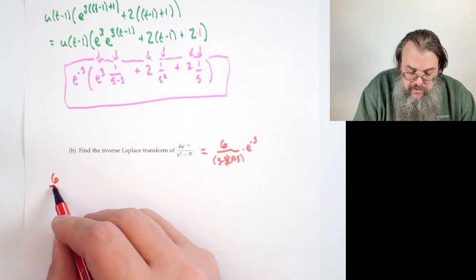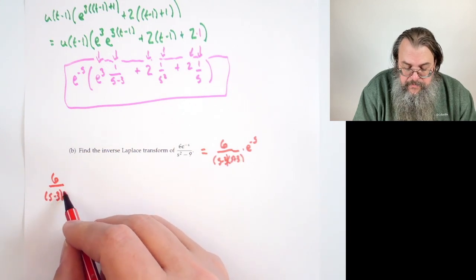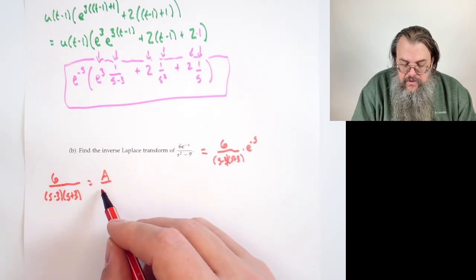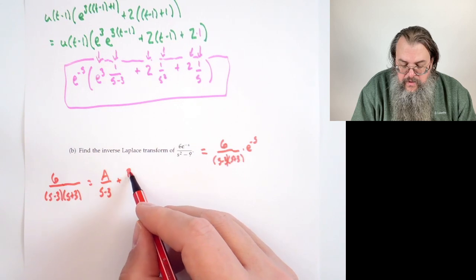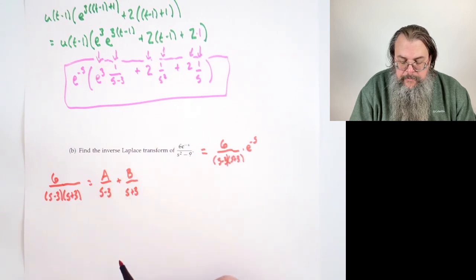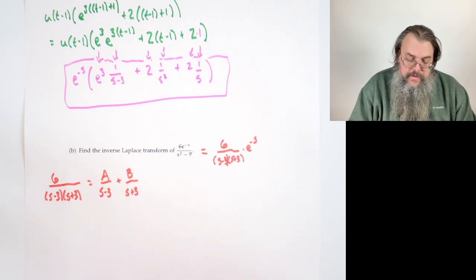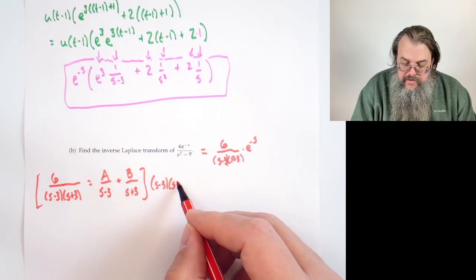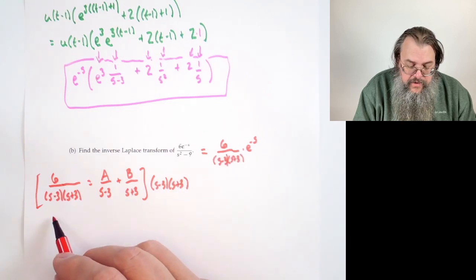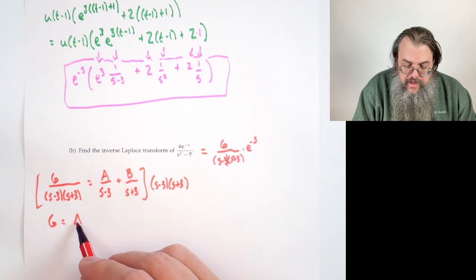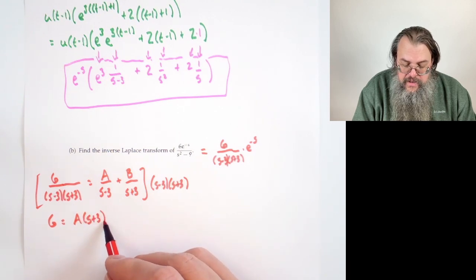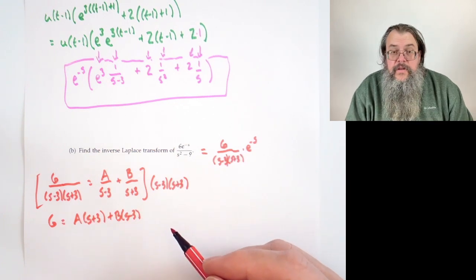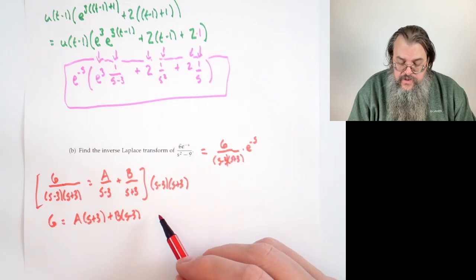So 6 over s minus 3, s plus 3. Well, it's something over s minus 3 plus something over s plus 3. We clear our denominators, so multiply everything by s minus 3, s plus 3. And we get to the place where 6 is equal to a times s plus 3 plus b times s minus 3. And at this point, we say, all right, make good choices.